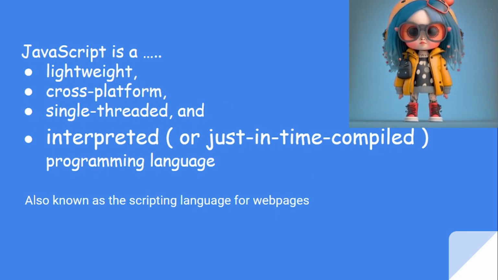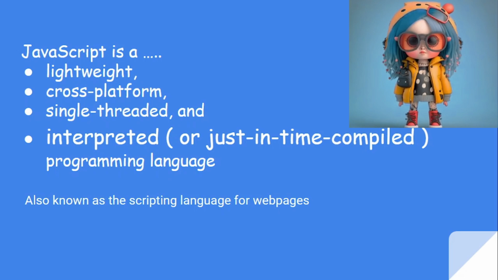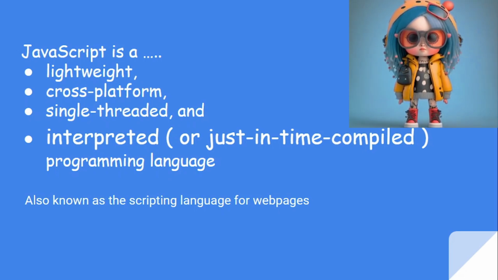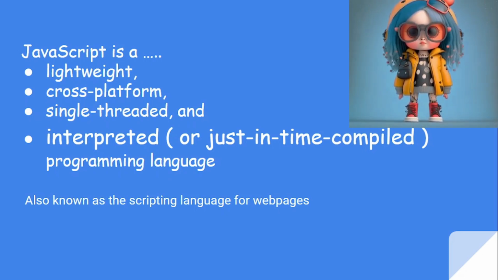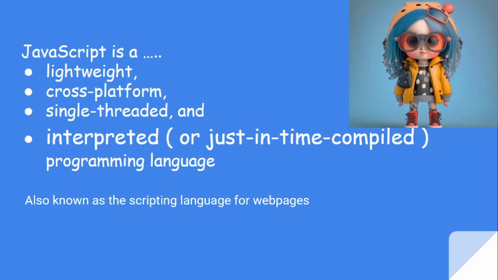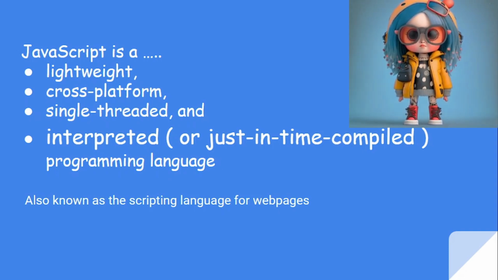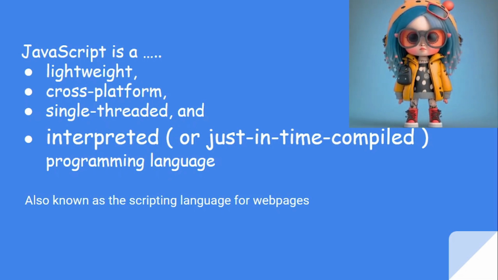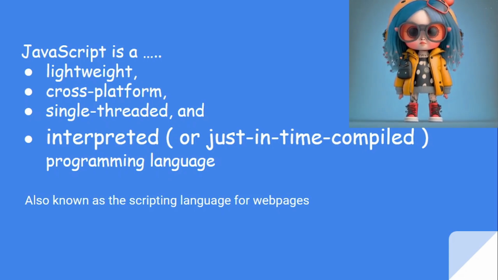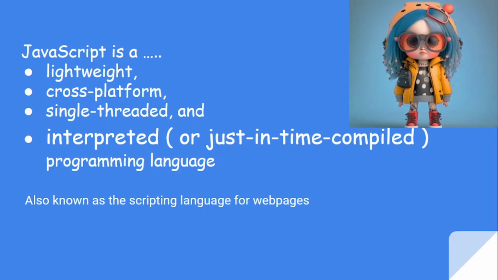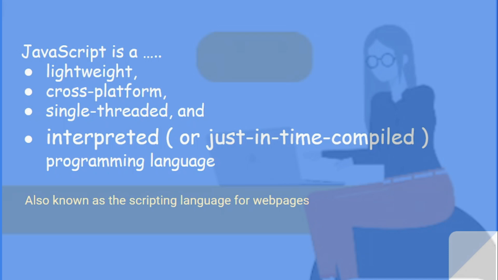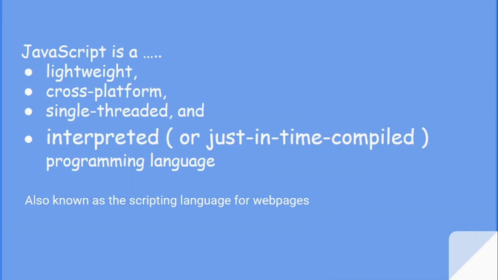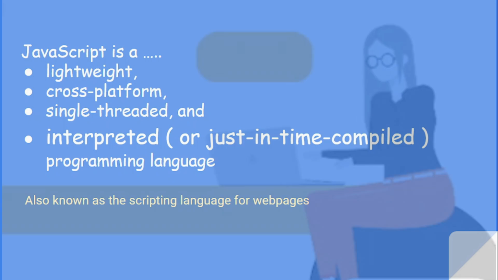Next is interpreted or just-in-time compiled. Interpreted means that in JavaScript, each of the lines gets interpreted one by one at runtime. Just-in-time compilation is a technique whereby JS code is compiled into native machine code at runtime rather than ahead of time. This approach blends the benefits of both interpretation, which offers flexibility and portability, and compilation, which offers performance to optimize code execution speed.